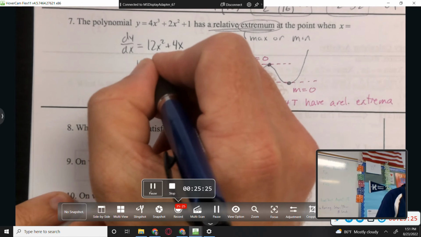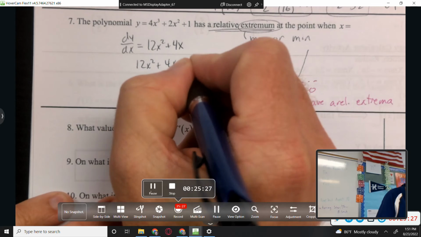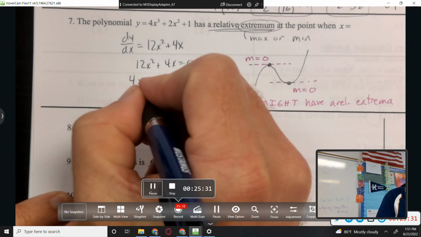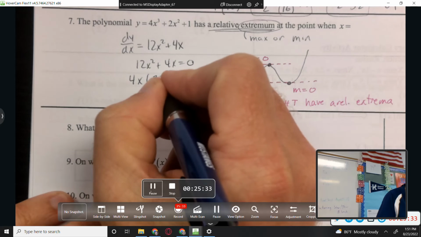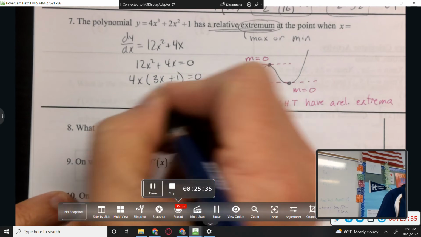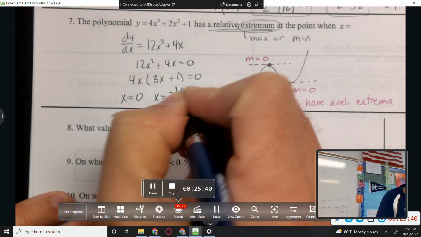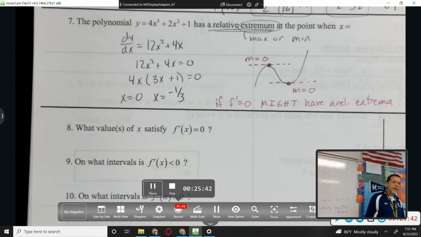We'll set that equal to 0. And we can factor out a 4x. So at x equals 0 and at x equals negative 1/3, we probably have a max or a min. We're not far enough along yet to know which one is which or how to tell, but there's a slope of 0 there, so something's going on when the slope is 0.